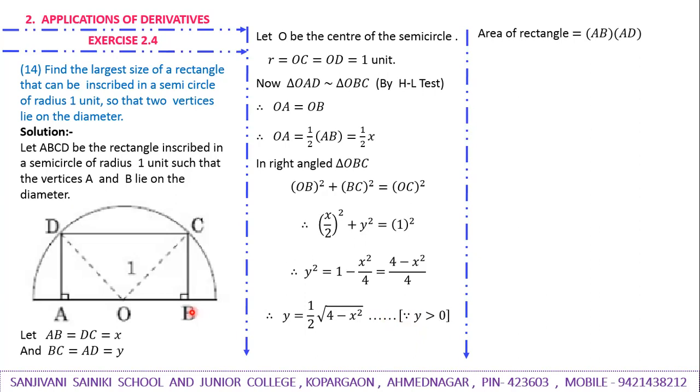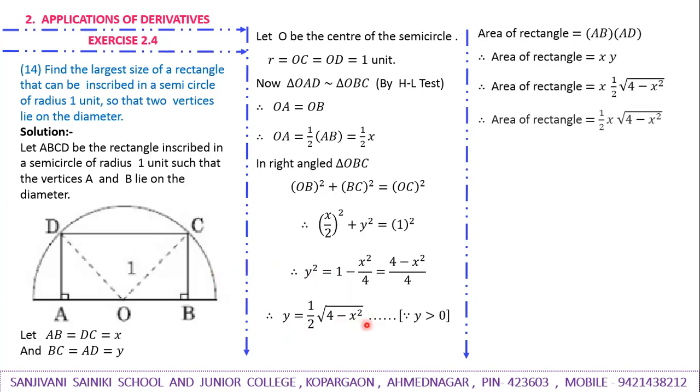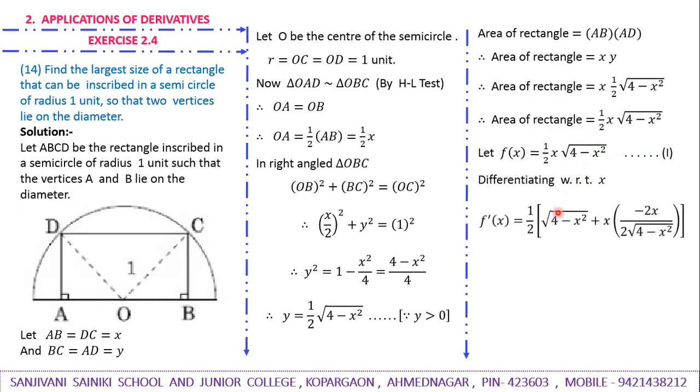Now what is the area of the rectangle? We know that the area of the rectangle is length into breadth. So x into y. But what is y? Y is 1 upon 2 root 4 minus x square. So this is the function which we have to optimize. So take its derivative, differentiating this function with respect to x. Now 1/2 is a constant, so we can keep it as it is.